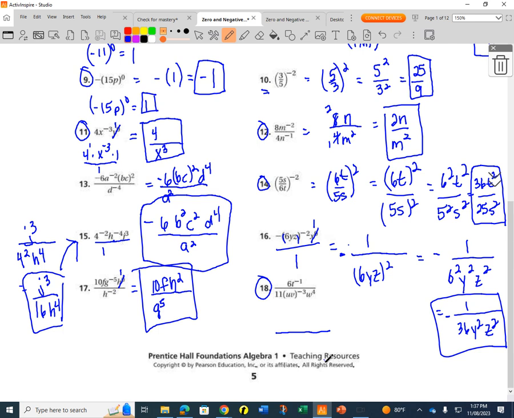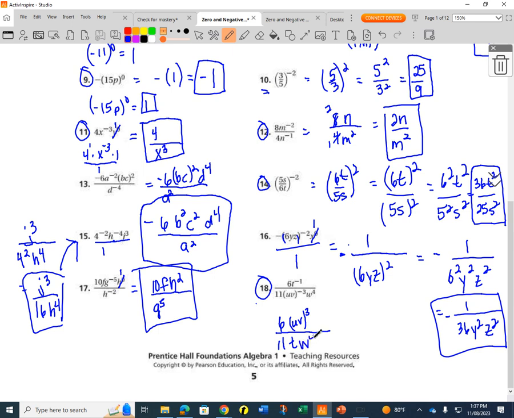Alright, so the 6 has an exponent of 1, it stays where it is. T to the negative first power is going to go to the bottom, it'll be T to the first power. 11 has a positive exponent, it stays where it is. UV has a negative exponent, we're going to put it at the top and make that exponent a positive. W to the 4th has a positive exponent, it stays where it is.